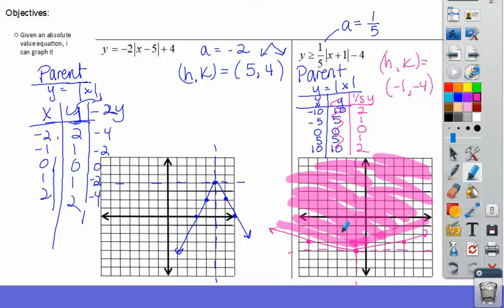Okay, the next thing in your packet is that walking the line activity that you're going to go through and try to do. And then you have your homework assignment, which is looking exactly like the other ones, where you can do the first column and call it a day.